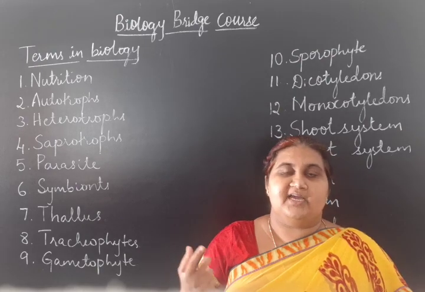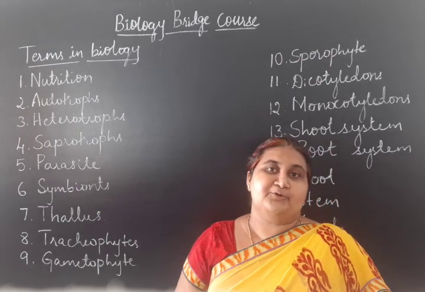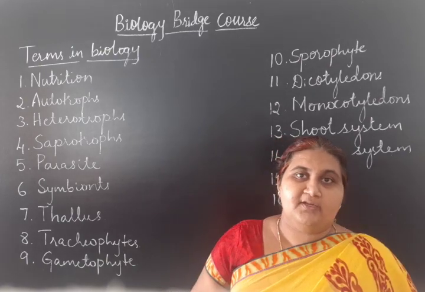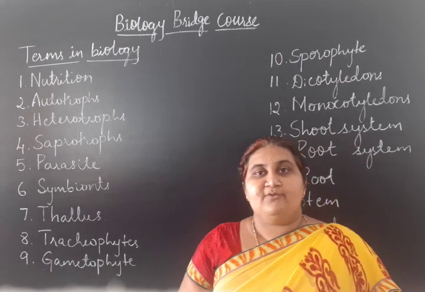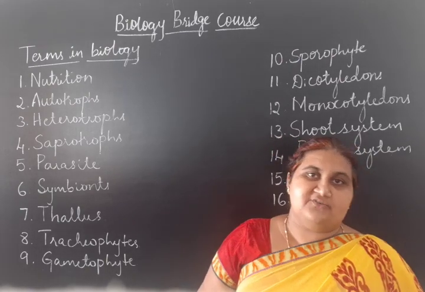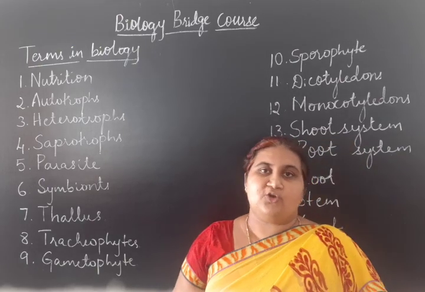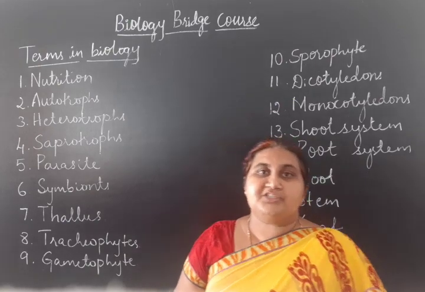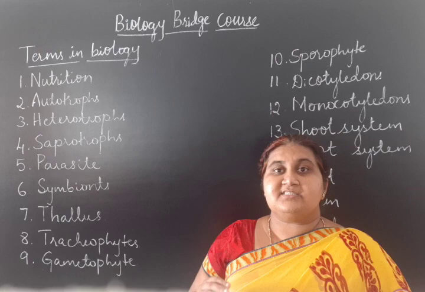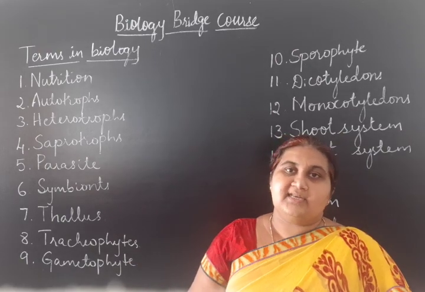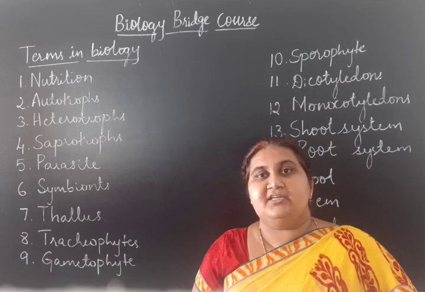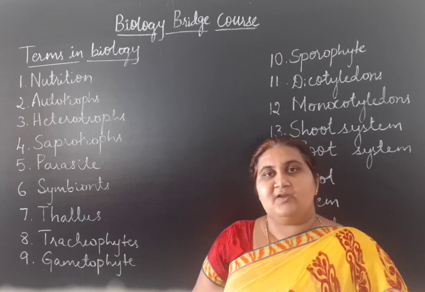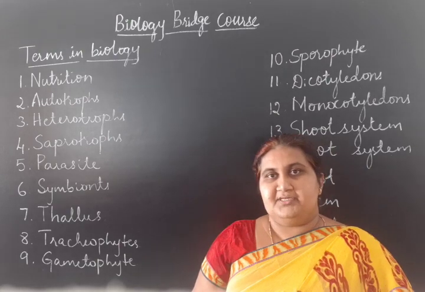Two types: autotrophic nutrition and heterotrophic nutrition. Where the organisms prepare their own food, and whatever energy they get from it will be utilized for the activities, that is called autotrophic nutrition. Heterotrophic nutrition is a type of nutrition in which the organisms get the food from other organisms, and the energy obtained from that will be utilized for their activities. That is called heterotrophic nutrition.